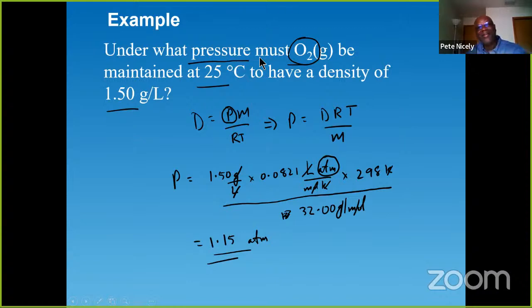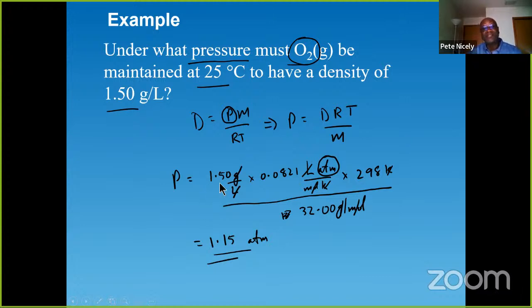The next example uses the same equation, but this time the question is asking for the pressure. They gave you the formula for the gas, which is O2. They gave you the temperature, and they gave you the density, right? So this is the equation that we're using. This is what the question is asking for, which is the pressure. So we're rearranging this equation to get P is equal to DRT over M, right? That's the equation that you get when you solve for P on one side.